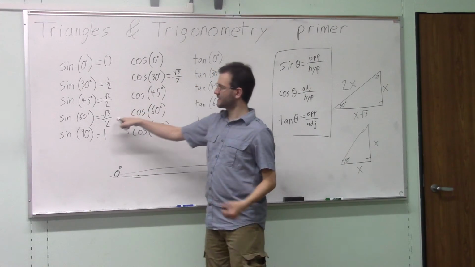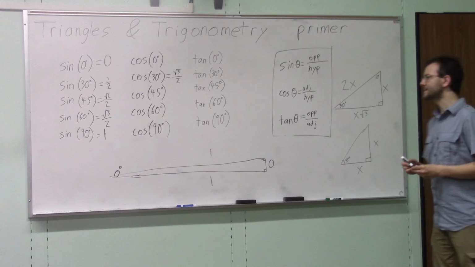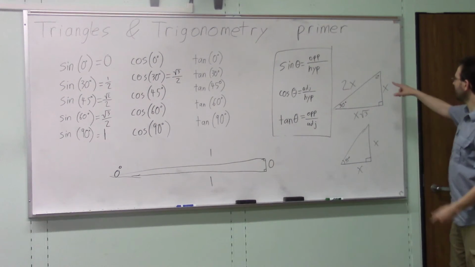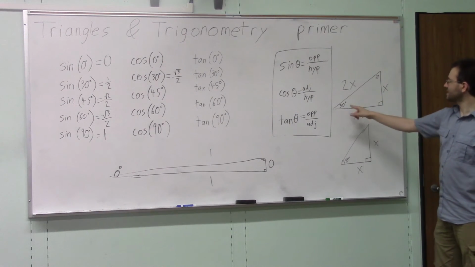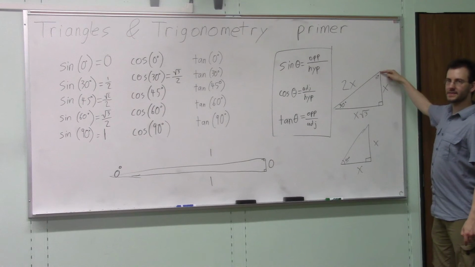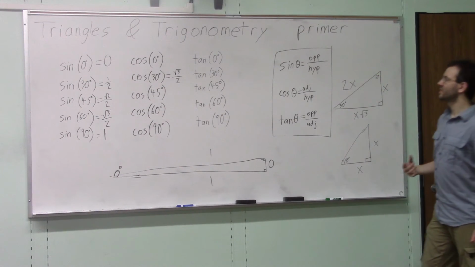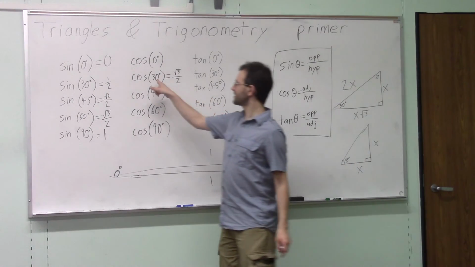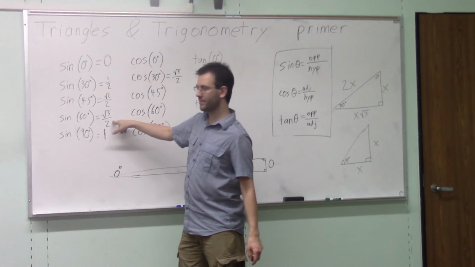Which looks familiar because it's the sine of this. Why does that make sense? Because if you're dealing with a 30-60 triangle, what is opposite the 30-degree angle will be adjacent to the 60-degree angle. So what is opposite to 30 will be adjacent to 60, and that's why they have the same answer.